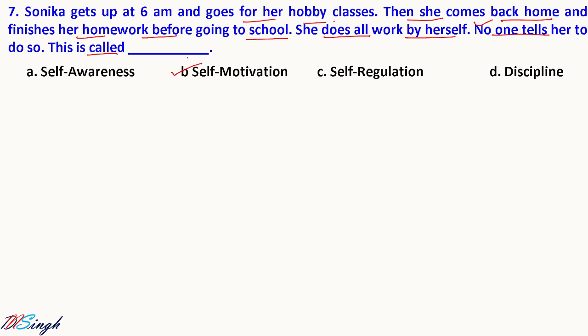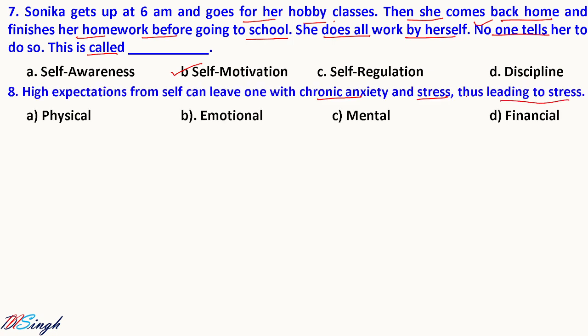High expectation from self can leave one with chronic anxiety and stress, thus leading to the stress. So which type of stress that should be? High expectation. Okay, from oneself, when you do not fulfill those expectation, you are going to get a stress, and that stress will be emotional stress. Okay, your emotions will not be in correct order. Why? Because like if you made any unrealistic goal right now, you are achieving like 30 40% marks. Now immediately after 10 days you want to achieve 90% marks. So your goal should be realistic. In your SMART acronym, your S for specific, M for measurable, and A for achievable. So that goal should be achievable.